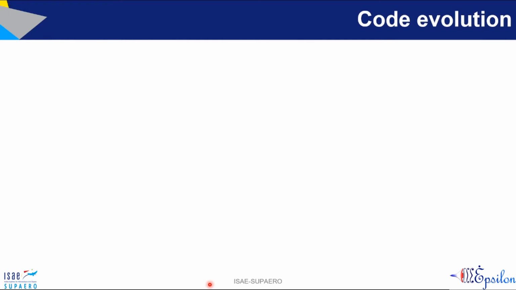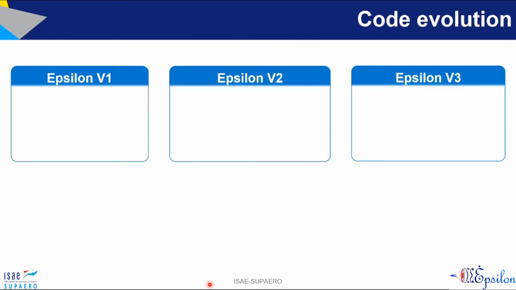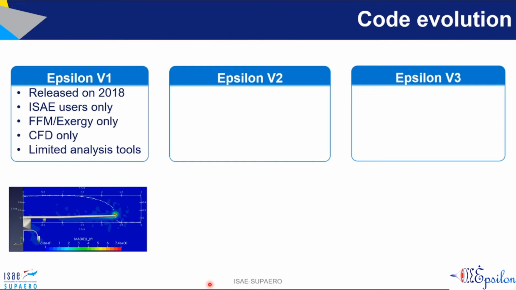In order to understand how we arrived to the current version Epsilon V3, we have to take a look at the previous versions. Indeed, we started the development of Epsilon in 2017, and then in 2018 we released the first beta version. It was released only for our students at ISAE-Supaero in France. And also our researchers used that beta version in order to perform some far field and exergy analysis method only on CFD data.